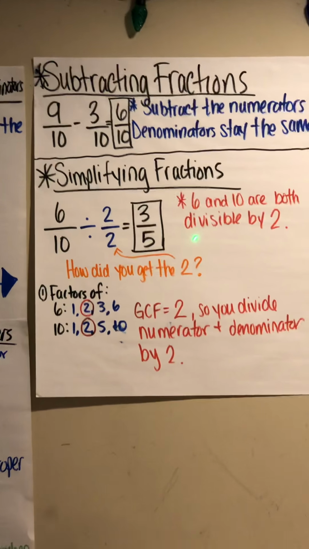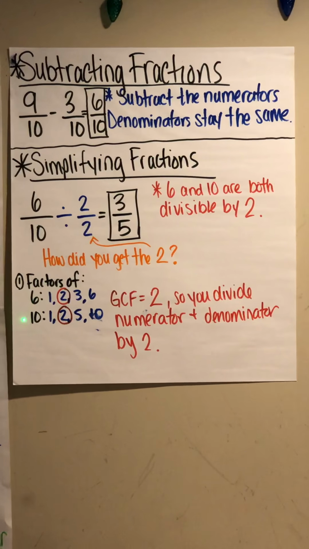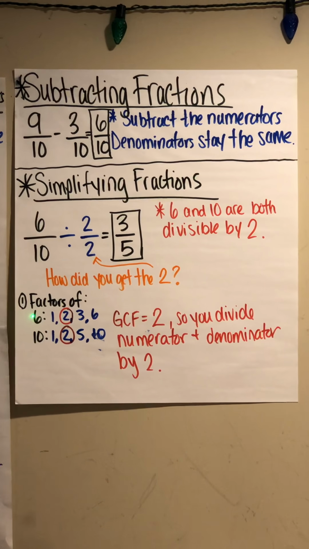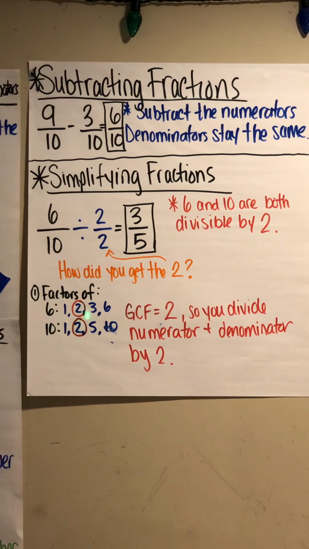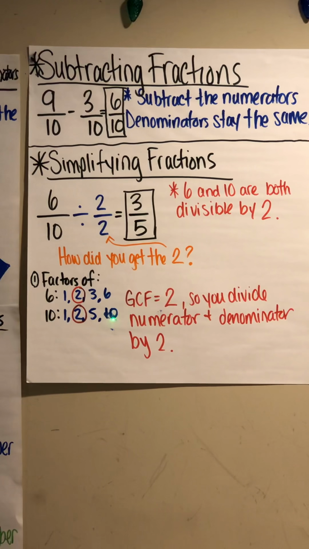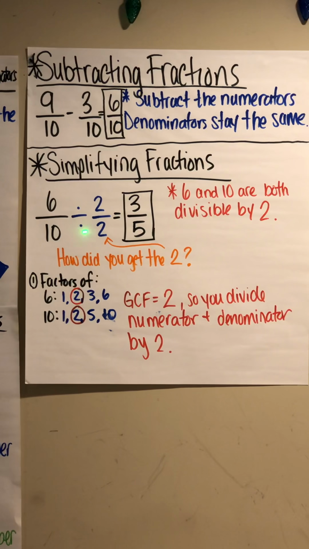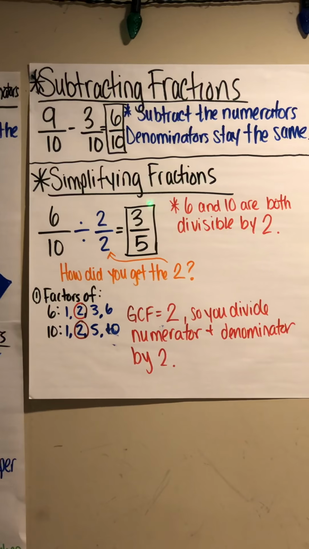Well, if you cannot do this mentally, you will have to go the extra step and write all the factors of 6 and 10. So the factors of 6 are 1, 2, 3, and 6. The factors of 10 are 1, 2, 5, and 10. Which one is the greatest common factor? It's 2. So that's the number that you're going to divide the numerator and the denominator by to simplify a fraction.